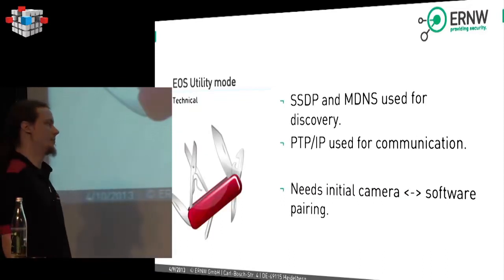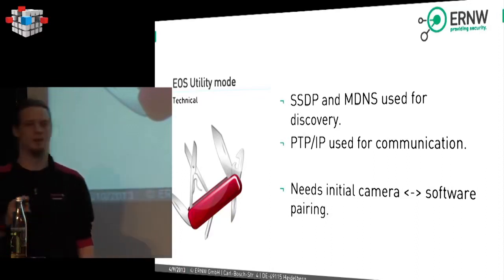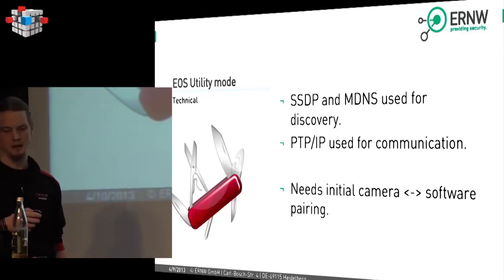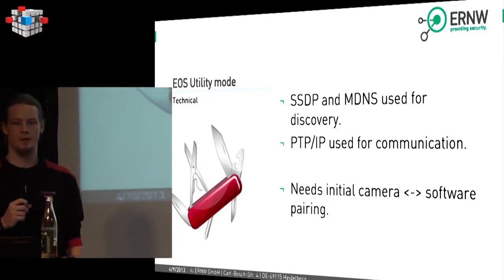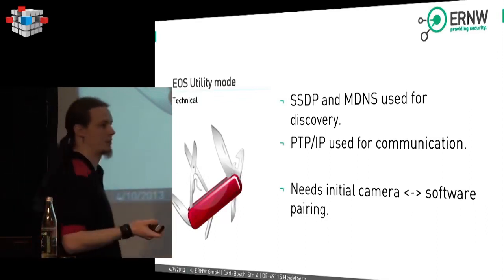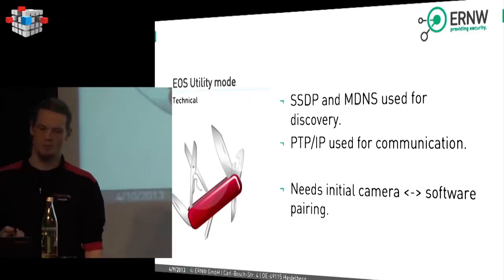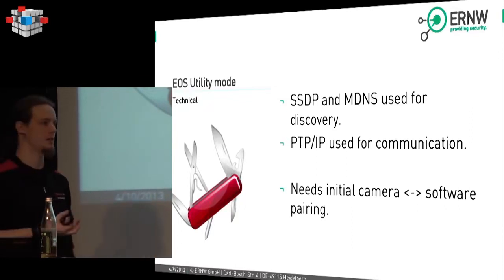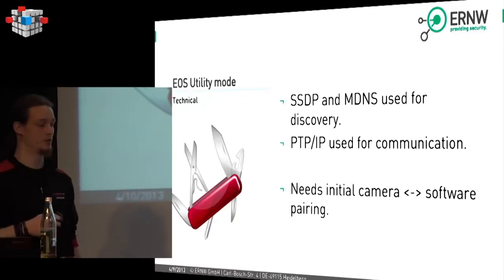Okay, so let's speak technically about the mode. The EOS Utility mode is some marketing name. Internally it uses PTP/IP for communication. Maybe some of you have heard about PTP, the Picture Transfer Protocol, which is used on almost every media device these days. Like every camera out there with a network mode or even with a USB port uses PTP.